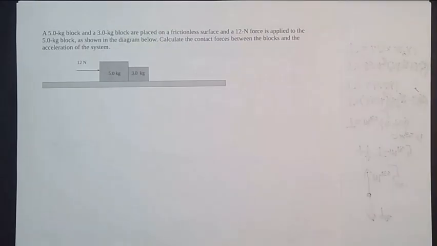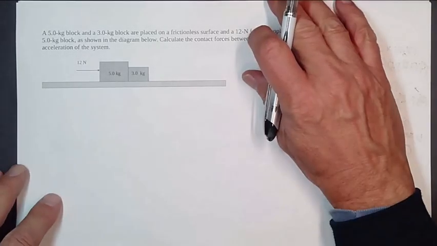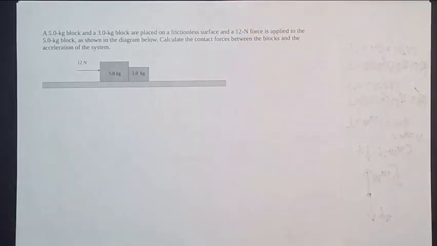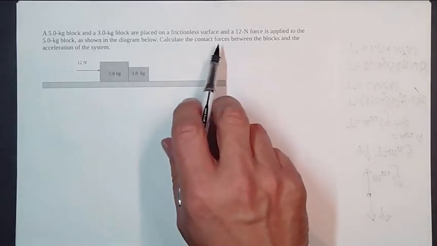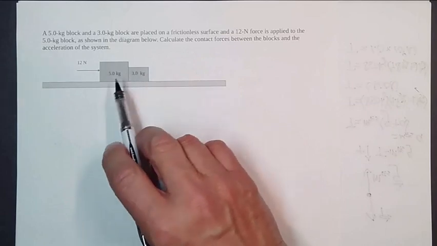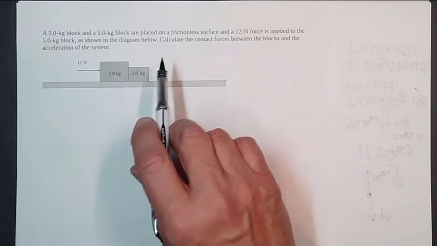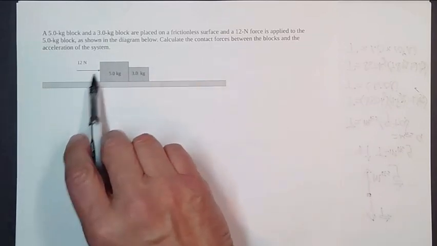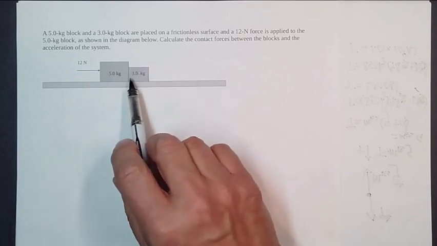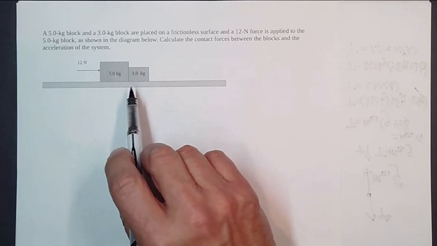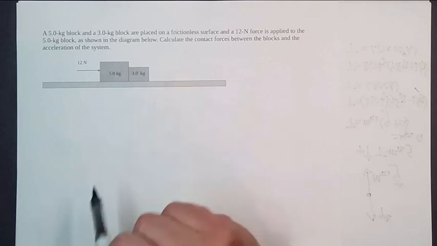Here's one that involves Newton's third law. Let's see how this one can be dealt with. We have a 5.0 kilogram block and a 3.0 kilogram block placed on a frictionless surface. Oh good, no friction. And a 12 Newton force is applied to the 5 kilogram block as shown in the diagram below. Calculate the contact forces between the blocks and the acceleration of the system.